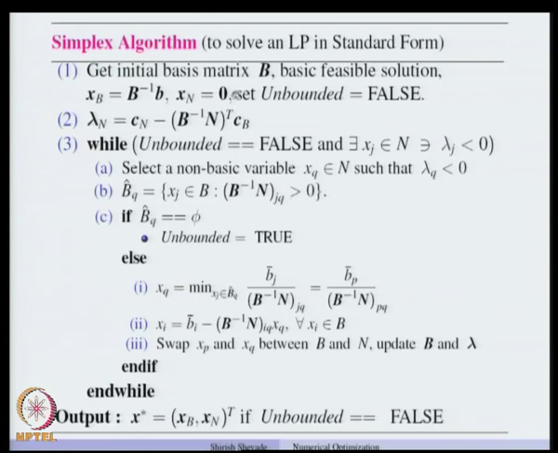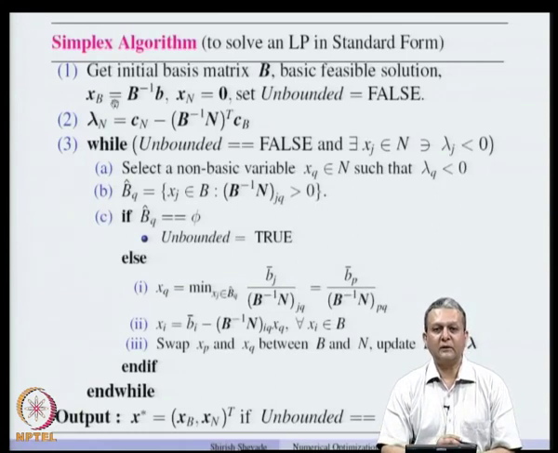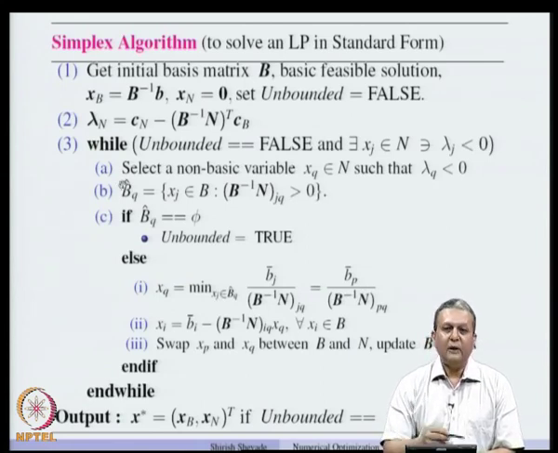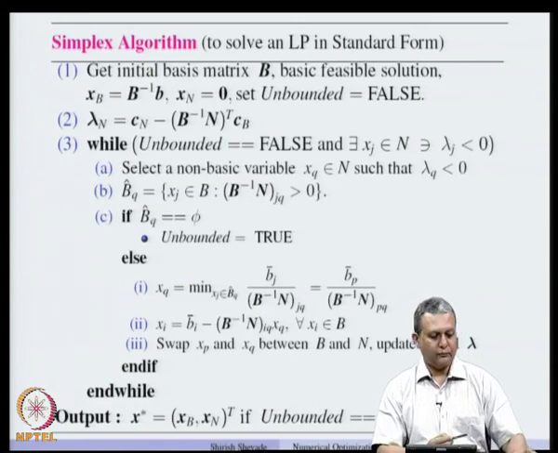Second question is how do we get the initial basis matrix B? That may not always be readily available. So, how do we get the initial basic feasible solution? That is the second question that we need to answer. Now, the third question is whether this algorithm will terminate in a finite number of iterations, or will the algorithm result in cycles? These are the questions that we would like to answer now.